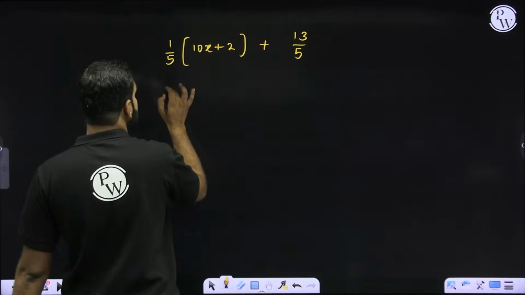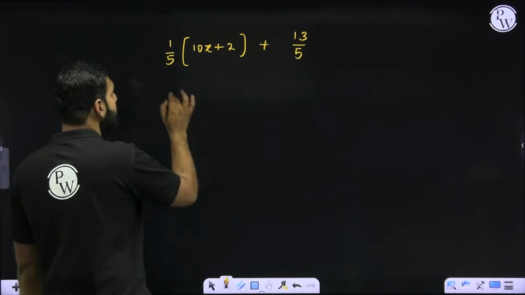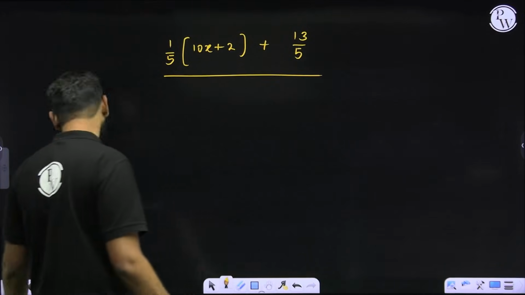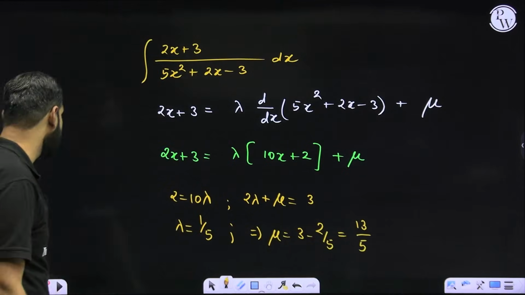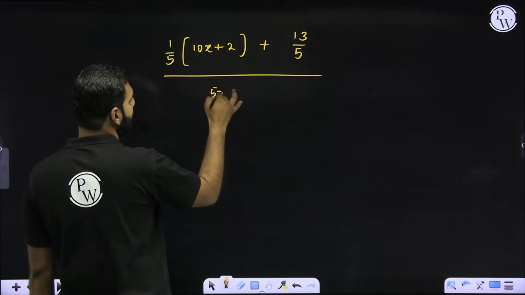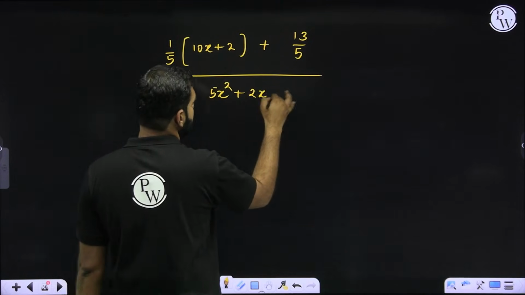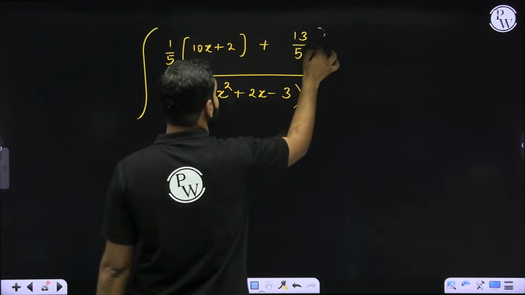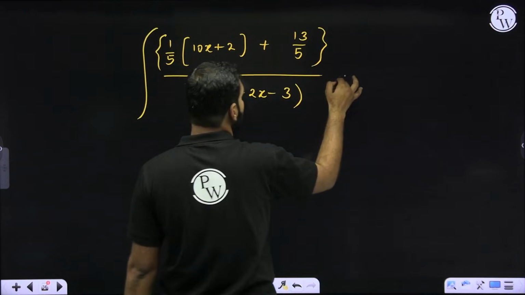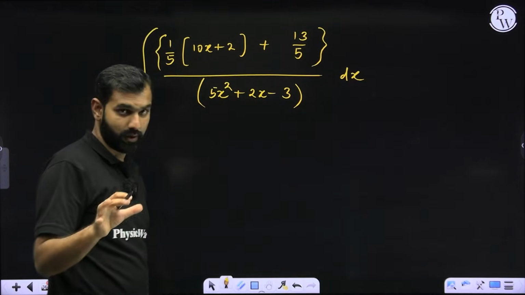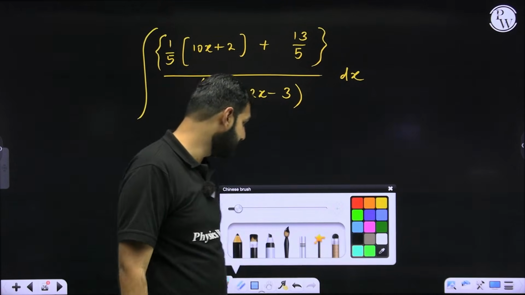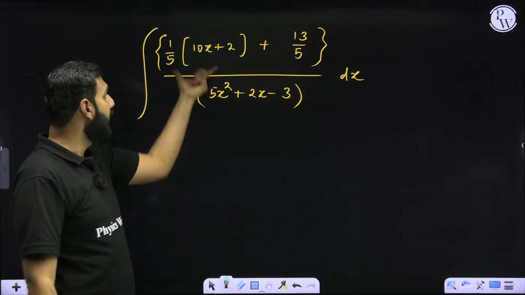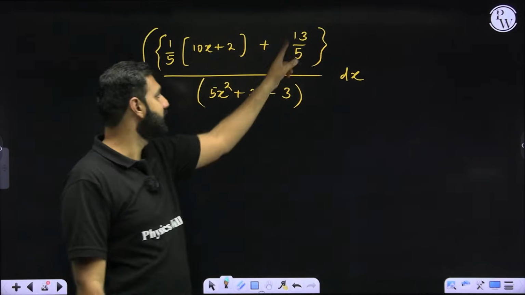This is our numerator, divided by the denominator. What is the denominator? This is 5x square plus 2x minus 3, and this needs to be integrated. Now, why did we do this? Why am I doing all this? I hope most of you must have understood the motive. If some of you couldn't realize the intent, you can see it very clearly: I divide this expression by the denominator separately, and this also separately.